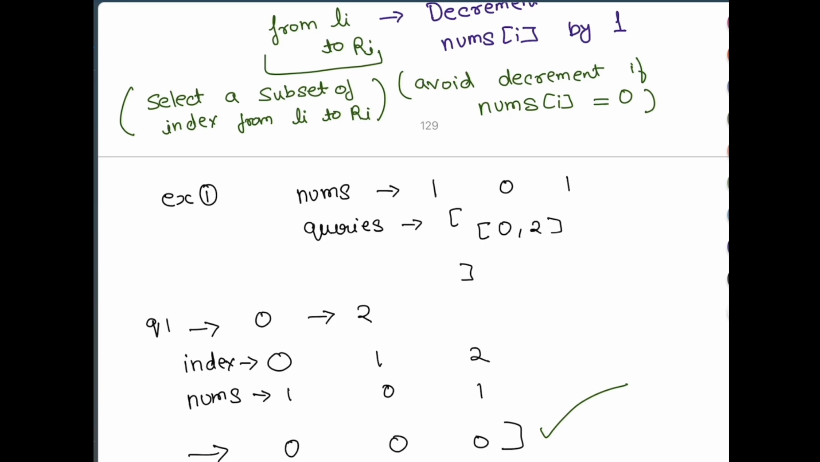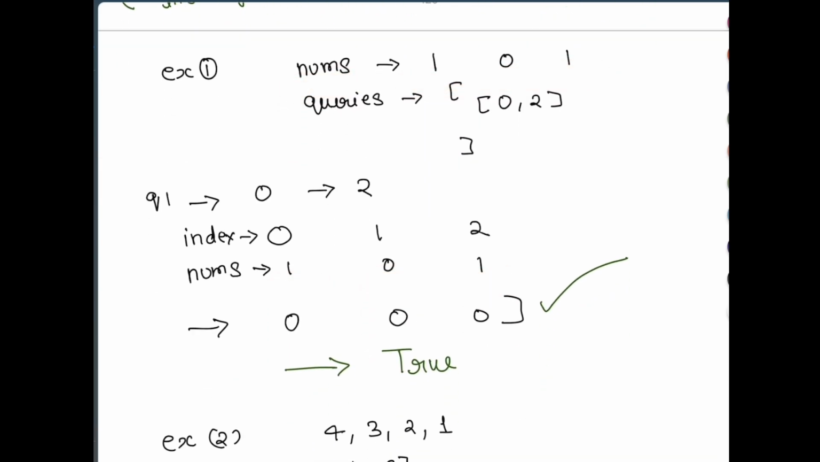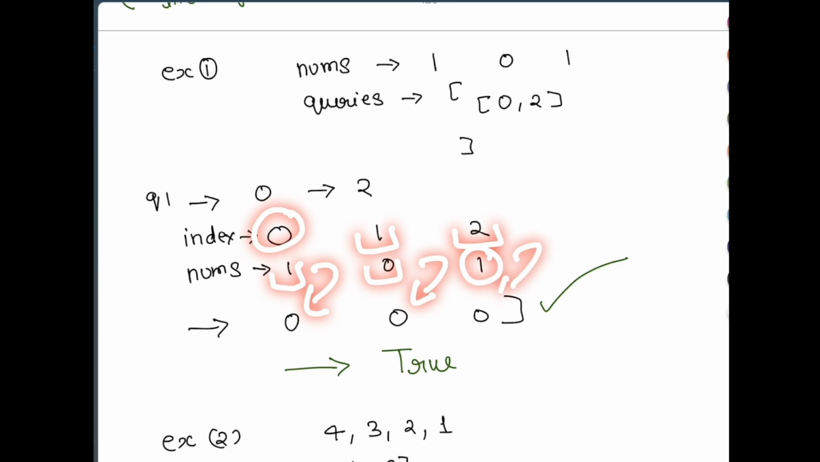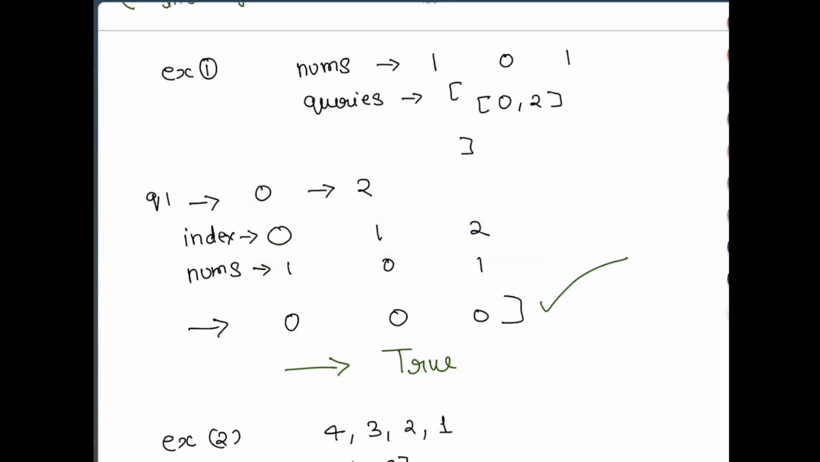Let us try to understand it. If the query is 0, 2, let us say q1 which is 0 to 2, the indexes from 0 to 2 are 0, 1 and 2. The numbers at these indexes in the nums array are 1, 0, 1, right? It means that we can decrease the elements of nums at index 0, index 1, and index 2, and we need to decrease by 1. Now, the element at nums of 0 is 1. Our target is to make it 0, so we will do the decrement and this will become 0. At nums of 1, it is already 0, so we don't need to decrement and it will stay 0. At nums of 2, it is 1, so we need to do the decrement and this will be 0, right? And that's what we need to do. We just need to select some indexes from 0 to 2.